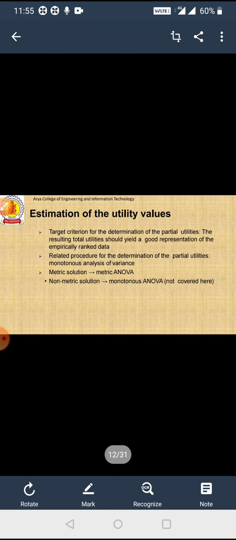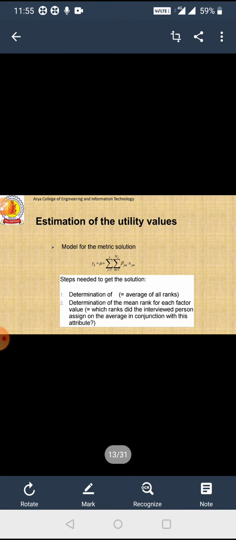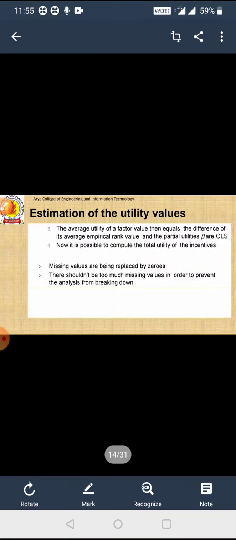Now the estimation of utility value is given by y_k = sum over j=1 to J, sum over m=1 to M_j of beta_jm x_jm, where y_k is the estimated total utility of incentive k, beta_jm is the partial utility of attribute m of factor j, and x_jm is the factor value, which is 1 when values j and m apply, and otherwise its value is 0. Estimation of utility value is metric, using metric ANOVA, or non-metric, using monotone ANOVA. This is our utility values for factors given by this.